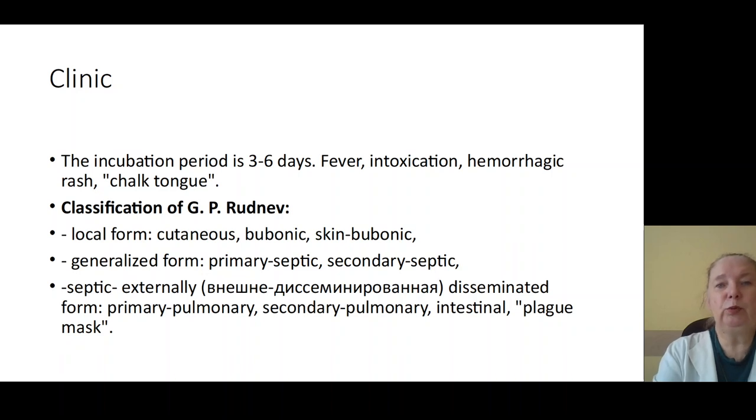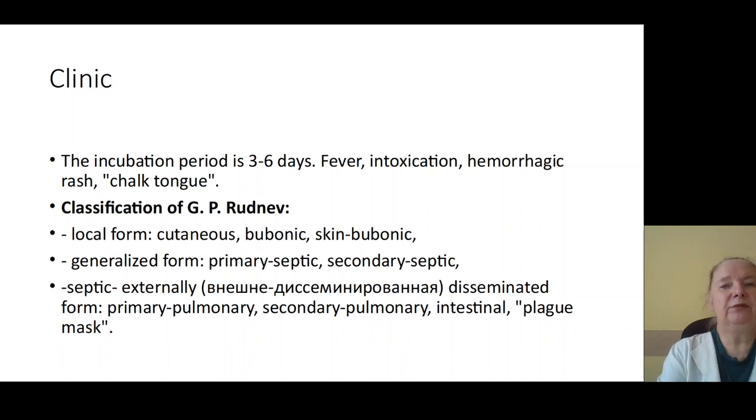If there are cutaneous or bubonic forms of infection before generalization, we speak about secondary septic forms. After local forms, generalization forms, and then sepsis, the septic clinic of the patient. These are secondary septic forms.